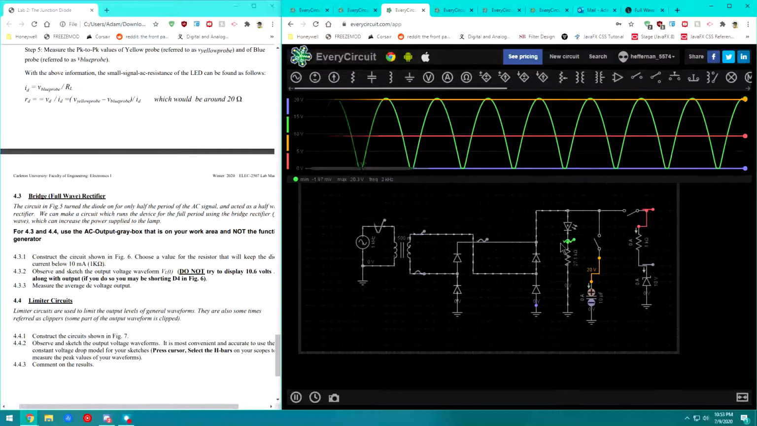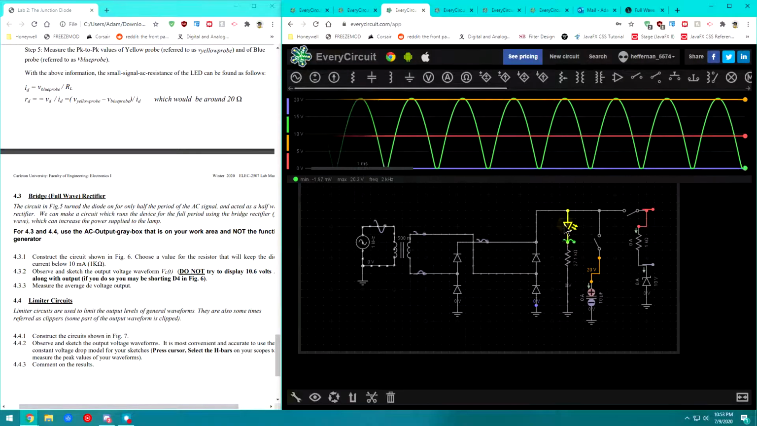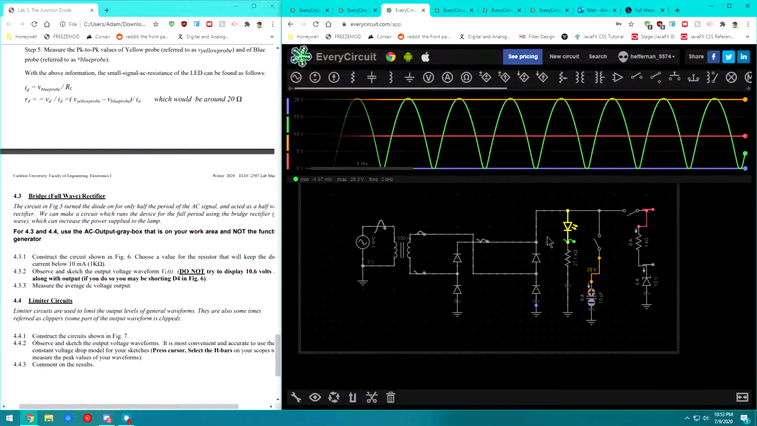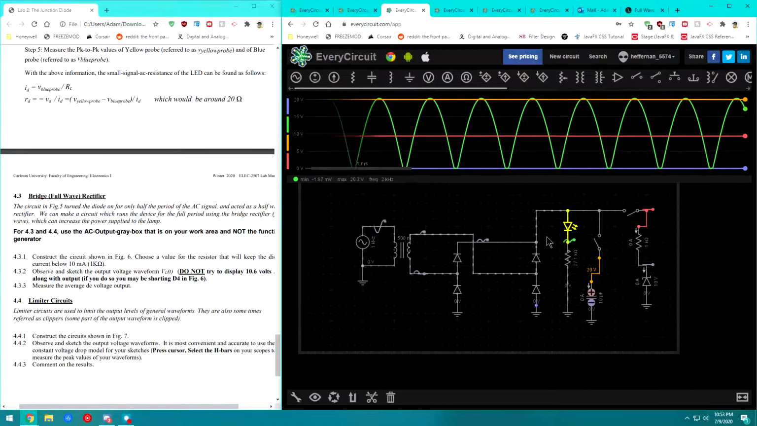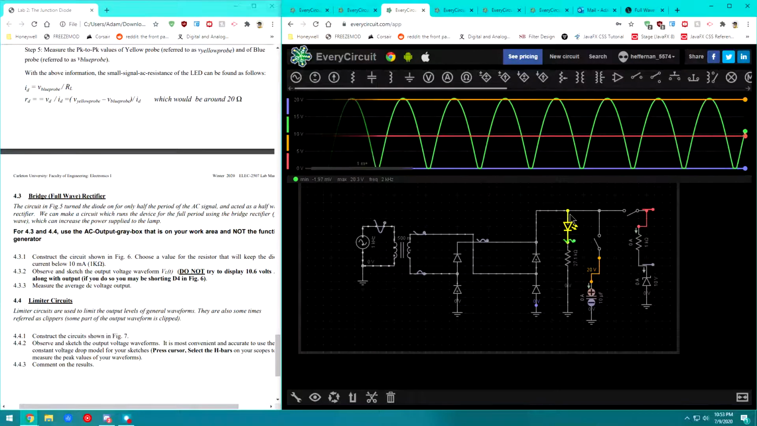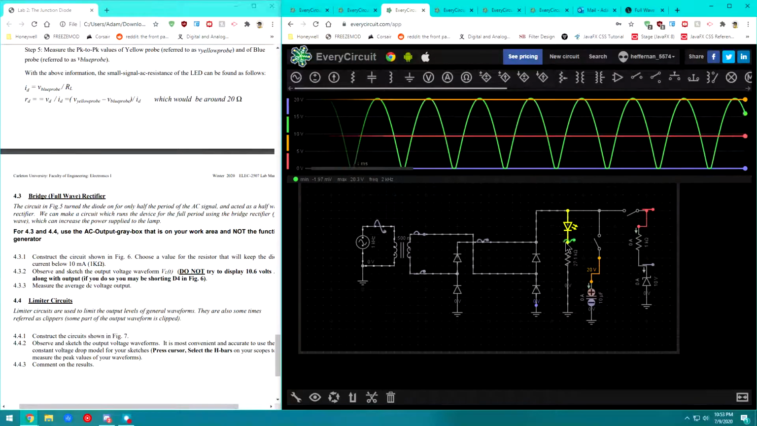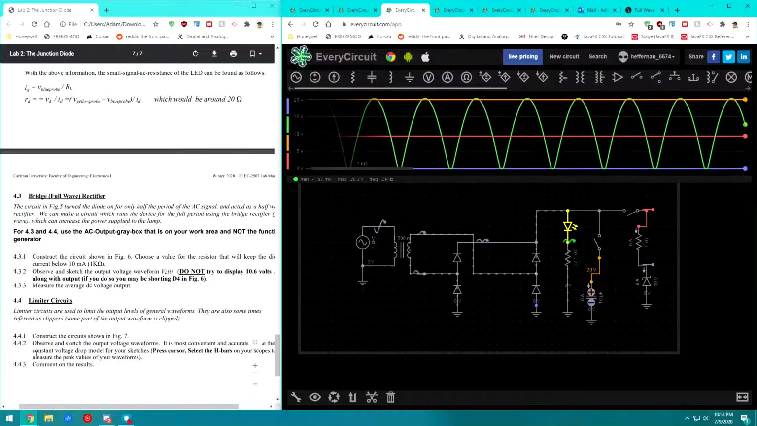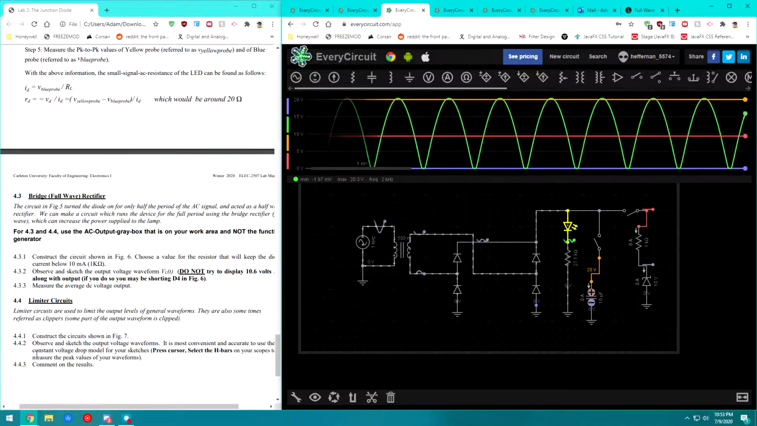Make sure you're keeping the current in the LED below 10 milliamps. If you put it higher than that, you'll see the LED actually starts blowing up. It makes a little fire animation, and you'll see it not working properly. So you'll notice that very easily.